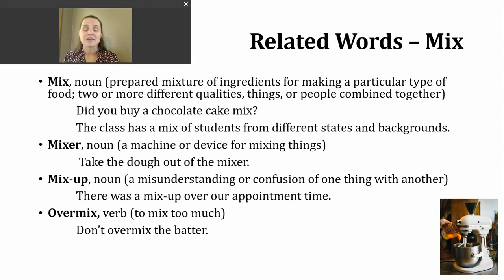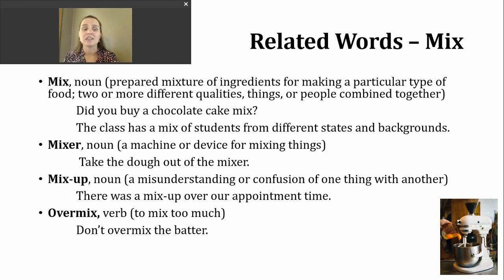Another phrasal noun that's kind of connected to one of our phrasal verbs from earlier, mix up. You might remember confuse was the meaning there. Mix-up with a hyphen is a noun, and it means a misunderstanding or confusion of one thing with another. Here's an example sentence. There was a mix-up over our appointment time. So some kind of confusion. I thought it started at this time, but the person I was meeting thought it was at a different time.